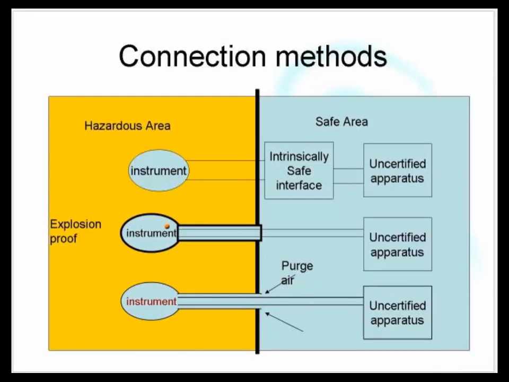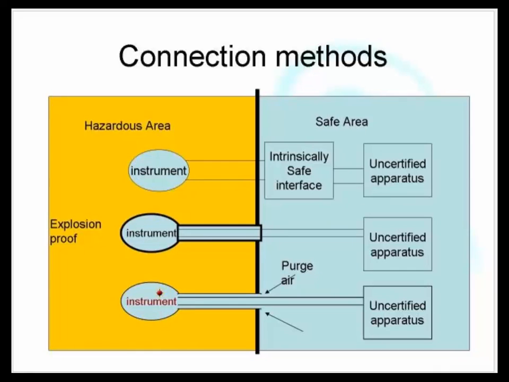The second method we use is to encase the instrument and all the cabling and the conduit in explosion-proof containers. Steel conduit, closed at both ends, all in explosion-proof containment, so that if there is an explosion within the box, the explosion stays within the box.